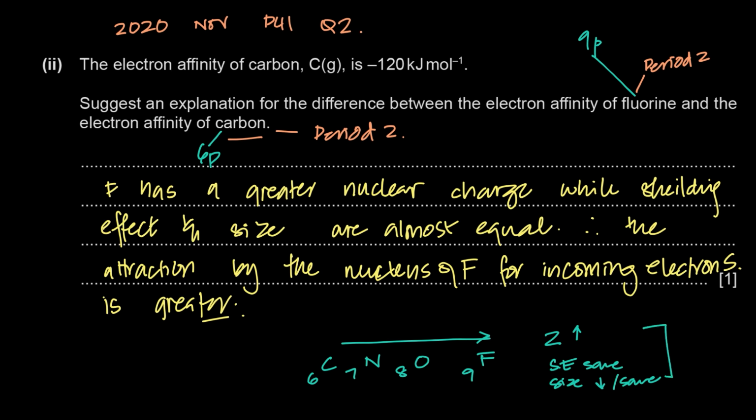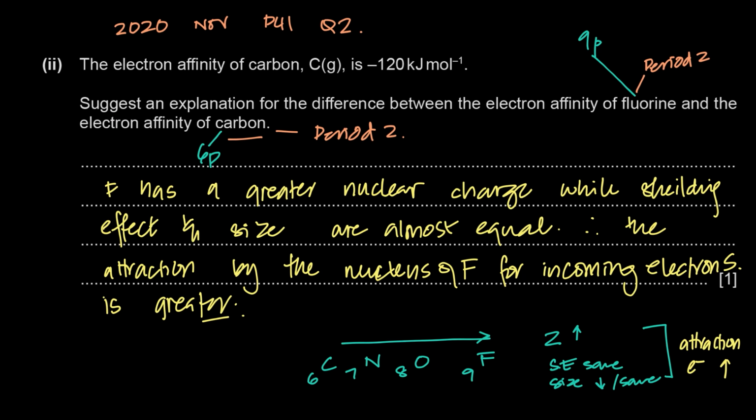But the attraction, therefore, for the outer electrons increases. So across a period, electron affinity will increase, which is the same reason why ionization energy increased and electronegativity increased, is also why electron affinity increased. So across a period, electron affinity will become more exothermic.